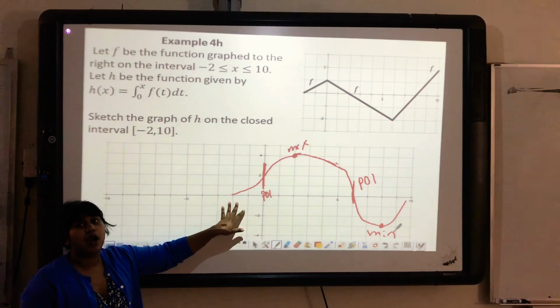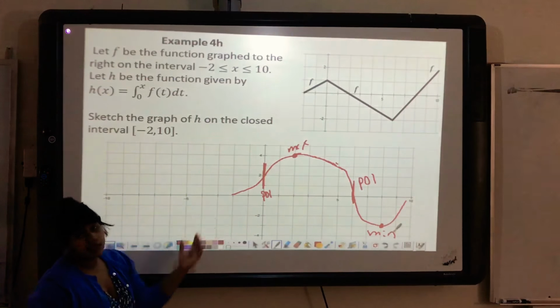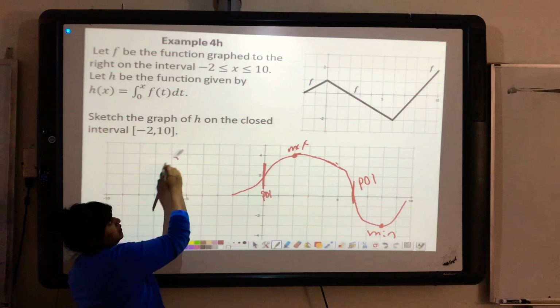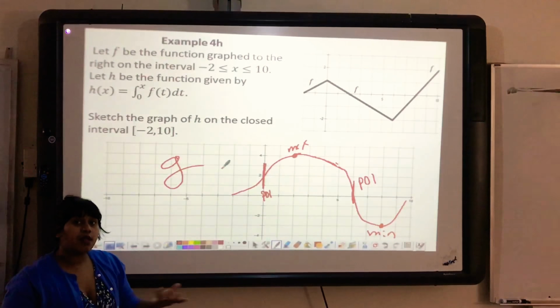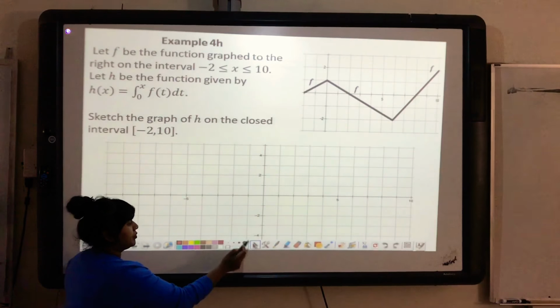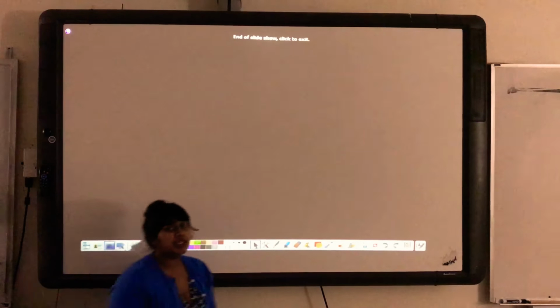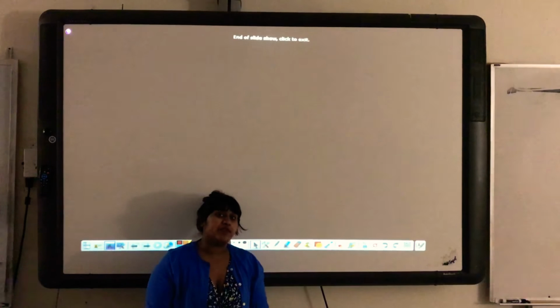So I was able to draw my graph of H, which is actually my graph of G. And I think that's our last question. Let's double check. Awesome. So that's it. We'll pick up on 7.7 next time.